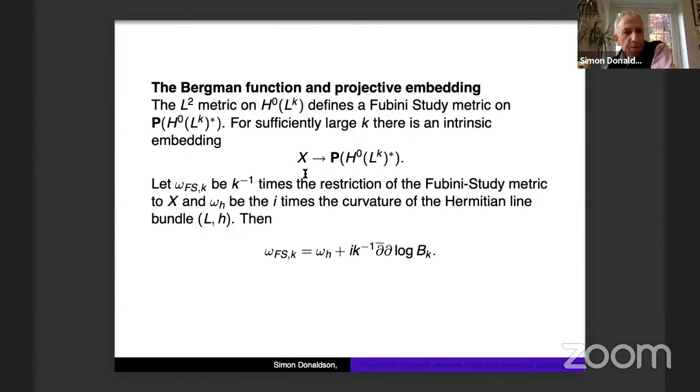So another thing we can do is to take the curvature of our Hermitian line bundle, L with H, multiply that by i, and that gives a Kahler metric. And then the two are related by taking d bar d of the log of the Bergman kernel. So this essentially follows from the definition of the Fubini-Study metric and the usual formula for the curvature of a Hermitian line bundle in terms of d bar d of the log of the norm of a local holomorphic section.